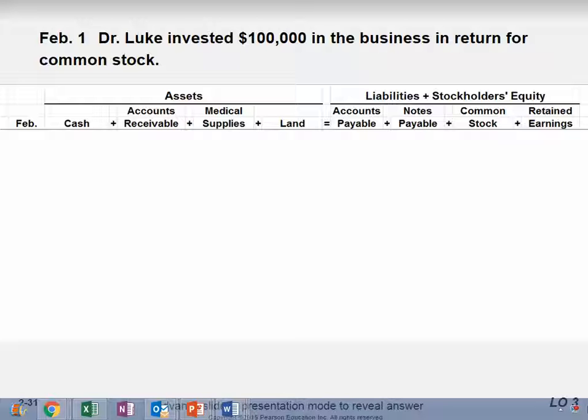Notice that everything revolves around assets equaling liabilities plus owner's equity. You can see here assets, liabilities, and stockholders' equity. Notice how we keep everything in balance.